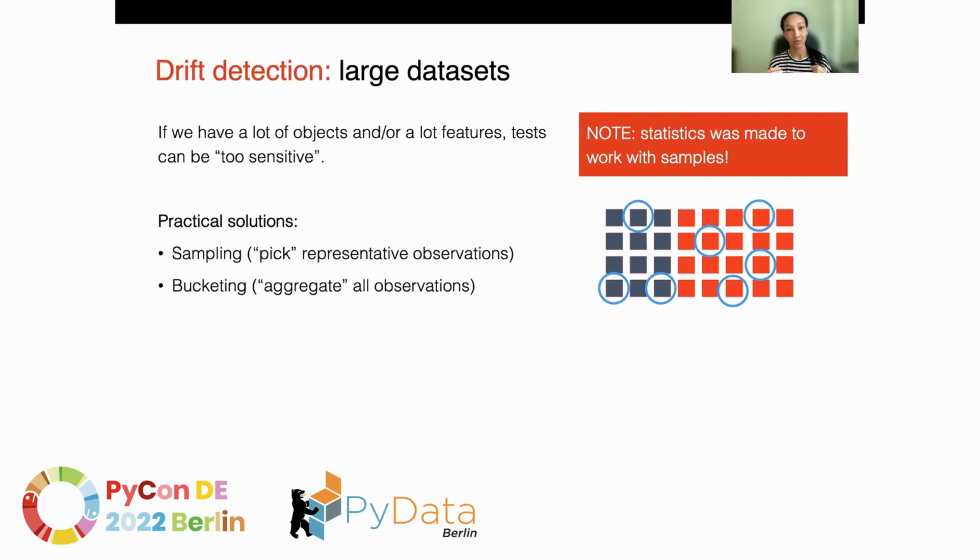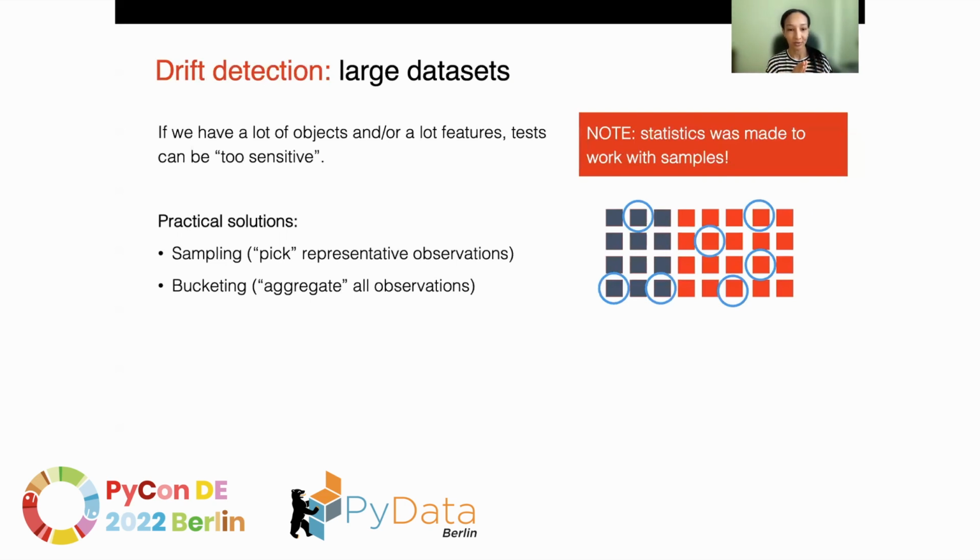And here I want to make one note. Initially, statistics was made to work with samples, right? Not with the whole general population, because if you have the whole population, you can just directly measure whatever you want, right? And for machine learning, it's a pretty important observation because it doesn't make a lot of sense to apply your statistical tests to hundreds and thousands of objects. It makes sense to go for a more practical solution and either do sampling or bucketing.